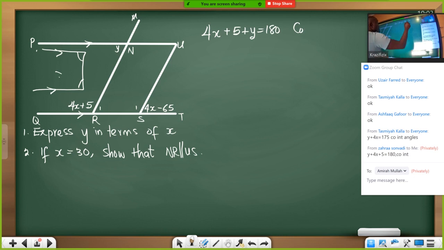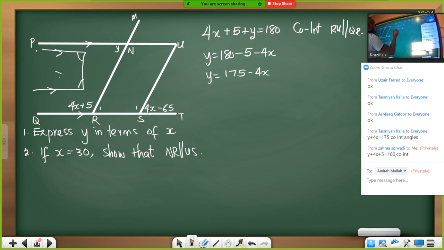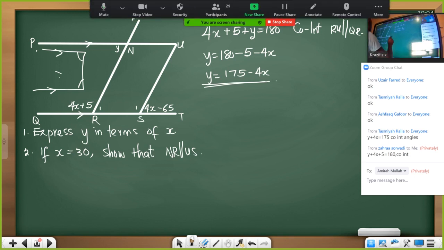Co-interior. Remember what I told you? When you have co-interior, tell me the lines that are parallel. RU is parallel to QR. But we are looking for y. So we need to solve for y. 180, the 5 goes over, and the 4x goes over. y equals 175 minus 4x. They said express y in terms of x, and that's what we have. I hope we're okay there.